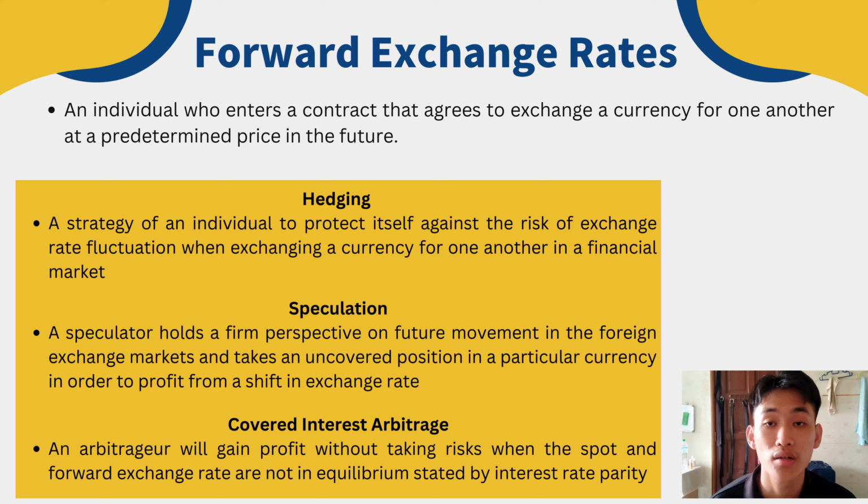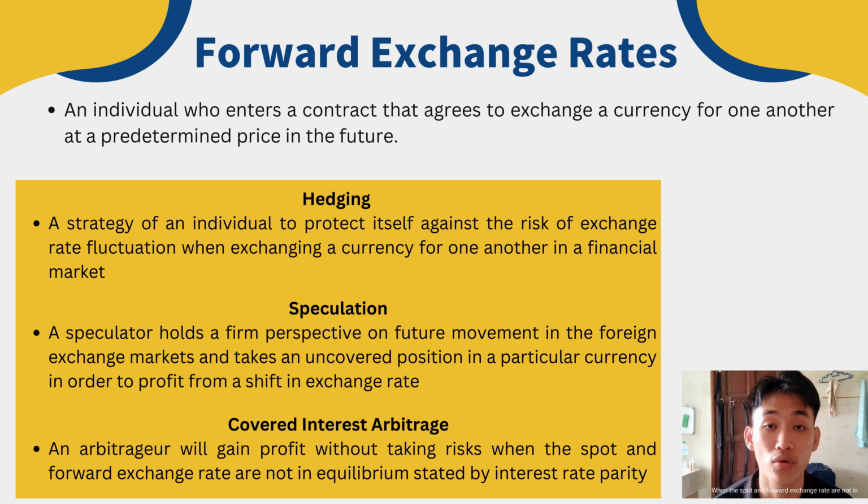For example, the speculator may attempt to purchase currency A if he thinks that currency B will depreciate in the future. He will enter a forward contract to sell currency B and buy currency A at a predetermined exchange rate on a future date. If currency B really depreciates in the future, then the speculator will benefit from the fluctuation in exchange rate when the contract matures at a given time. Moreover, the forward exchange rate can also be determined by covered interest rate arbitrage.